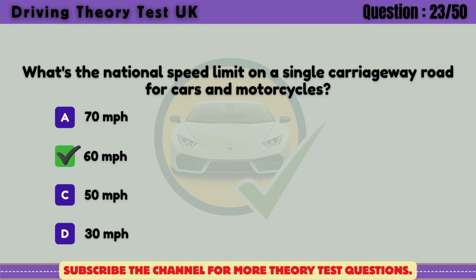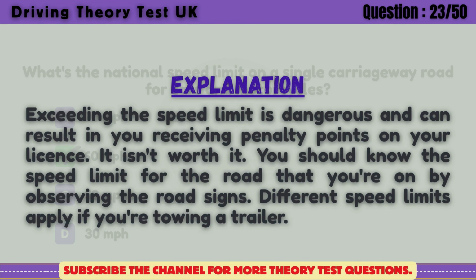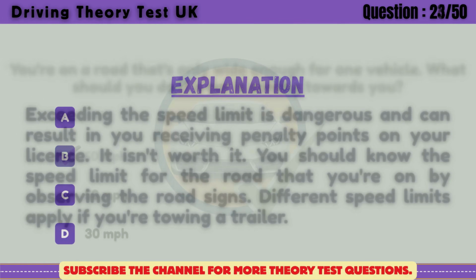Answer is B. 60 miles per hour. Exceeding the speed limit is dangerous and can result in you receiving penalty points on your license. It isn't worth it. You should know the speed limit for the road that you're on by observing the road signs. Different speed limits apply if you're towing a trailer.